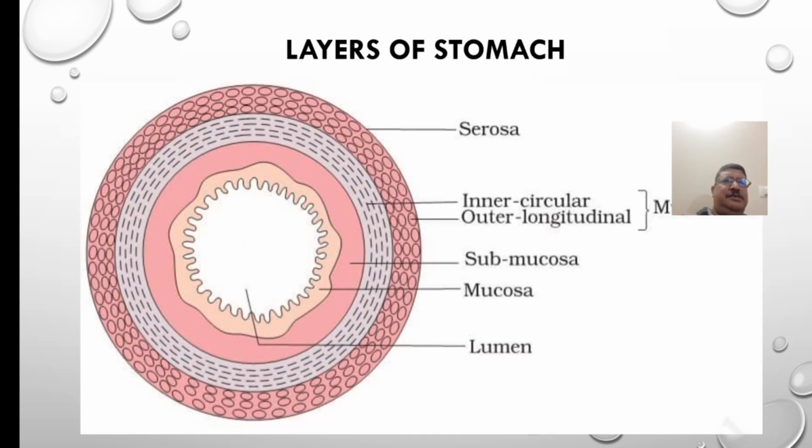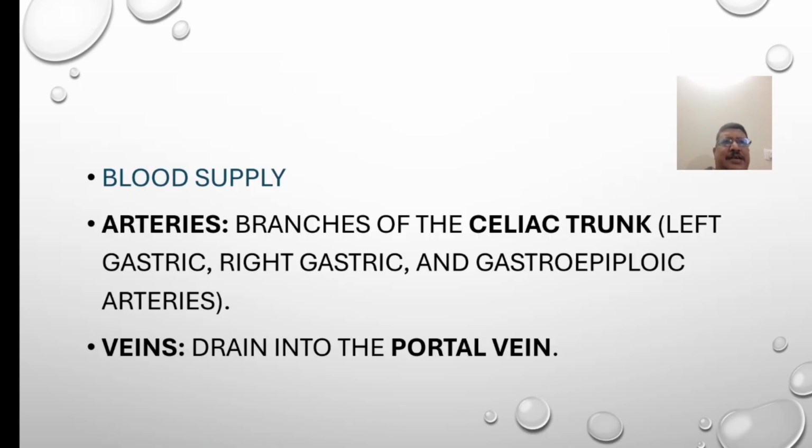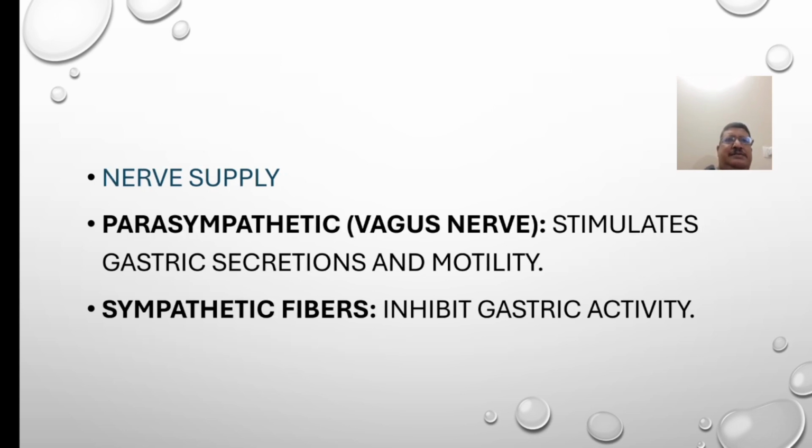So these are the layers: the outer layer is serosa, then muscularis, then submucosa, mucosa and lumen. Blood supply: arteries are branches of the celiac trunk, left gastric, right gastric and gastroepiploic arteries. Veins drain into the portal vein. Nerve supply: parasympathetic vagus nerves stimulate gastric secretions and motility. Sympathetic fibers inhibit gastric activity.